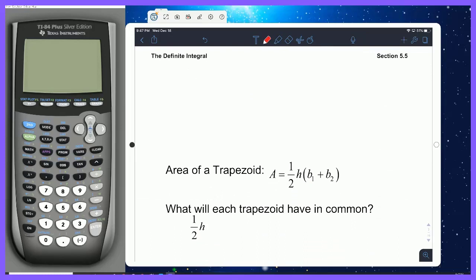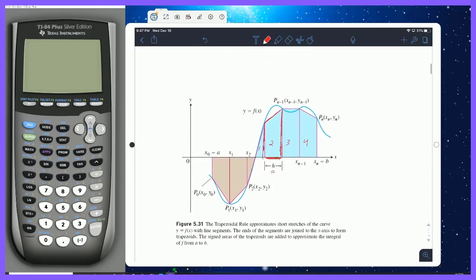Well, that means that all you have to do is factor out the 1/2 h and then add up all the bases. So this little distance right here we'll know as B1, and this we'll call B2, okay? So the area of trapezoid 1 would just be 1/2 times the height and then times the sum of the bases B1 and B2. But trapezoid 2, those bases are B2 and B3. Trapezoid 3 uses B3 and B4. Trapezoid 4 uses B4 and B5.